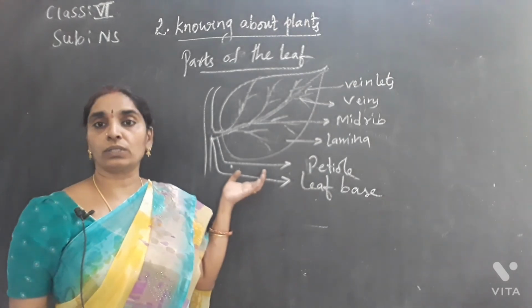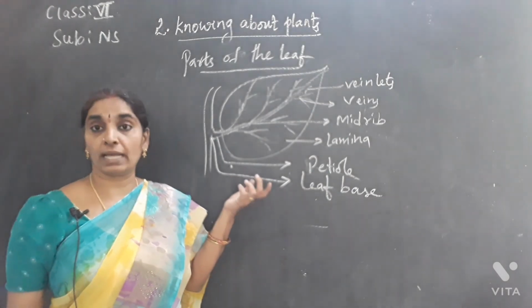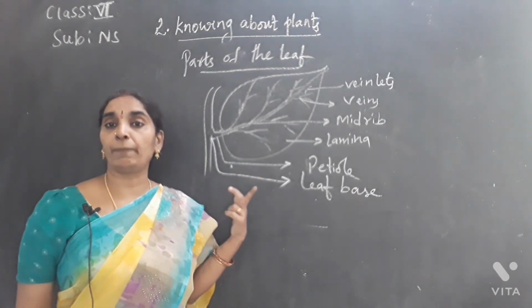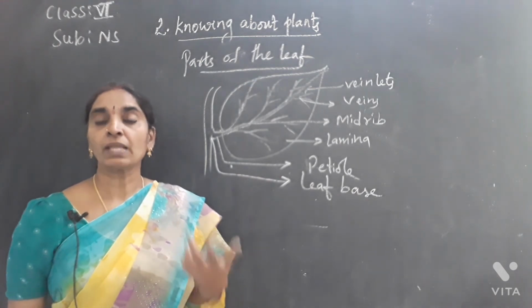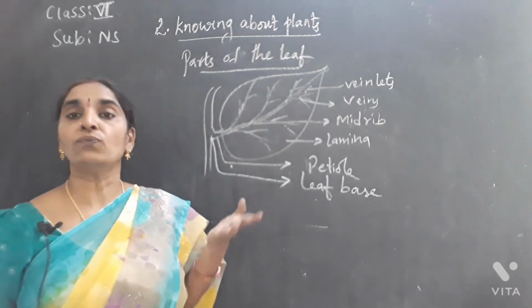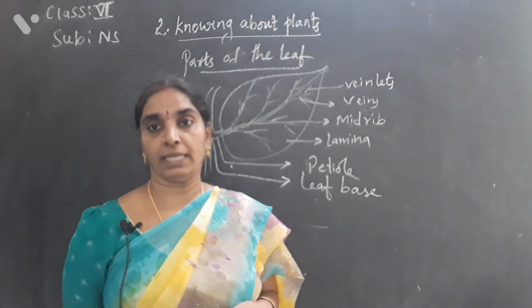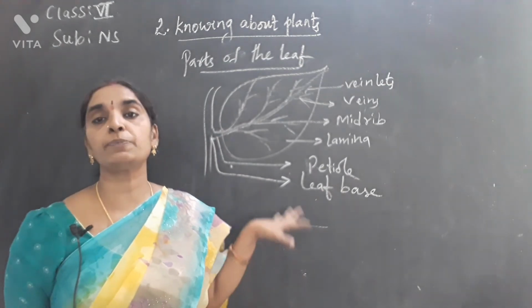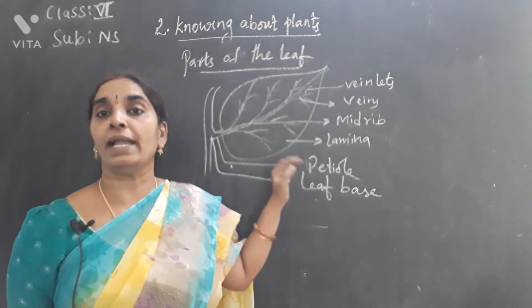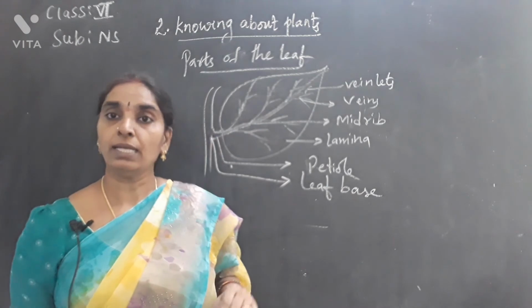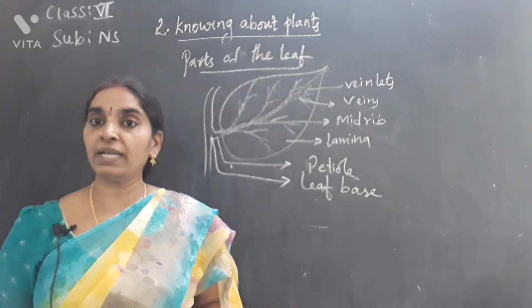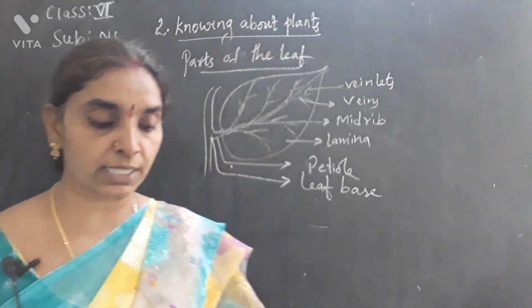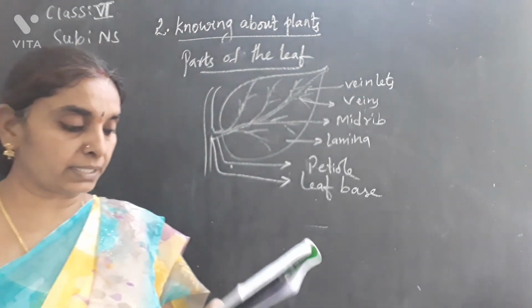So leaves are the organs, or they are called the food factories of the plant, since they prepare the food material for the plant. Is it clear, children, now? So the question is to explain the parts of the leaf. Draw the diagram and explain each part of the leaf clearly. That completes your answer, and it's an essay type question. Hope you have understood this question very well and you can complete it soon.